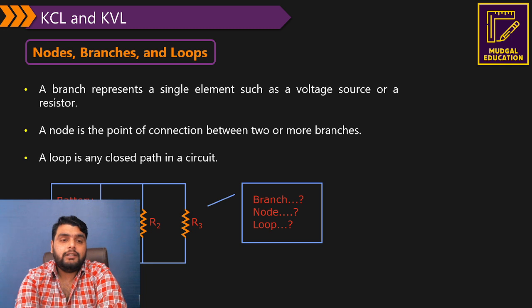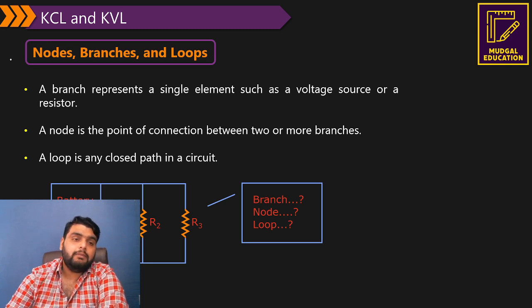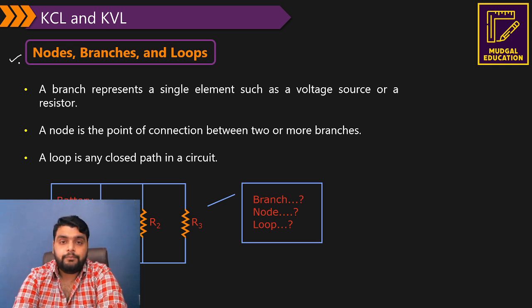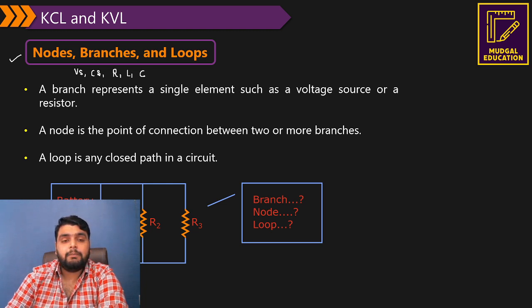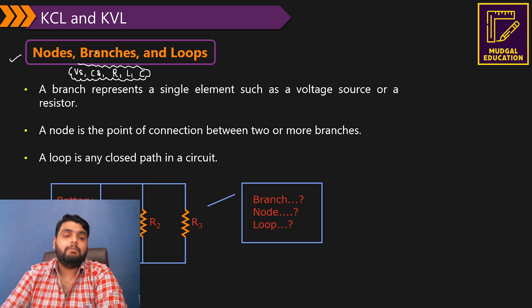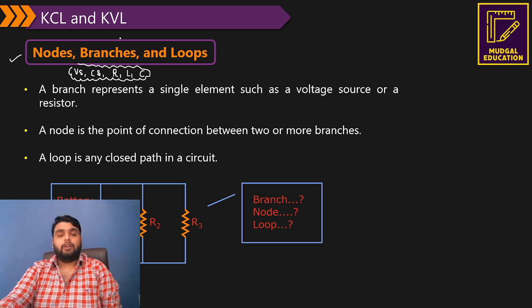Now, before learning KCL and KVL, you need to understand the meaning of nodes, branches, and loops. Okay. Now, if you talk about a branch, a simple definition of a branch is that a single element connected in a network is known as a branch. A branch can be a voltage source, a current source, a resistor, inductor, capacitor, or any other element. Whatever elements are connected in a network, that will constitute a branch. That is a simple definition of a branch.